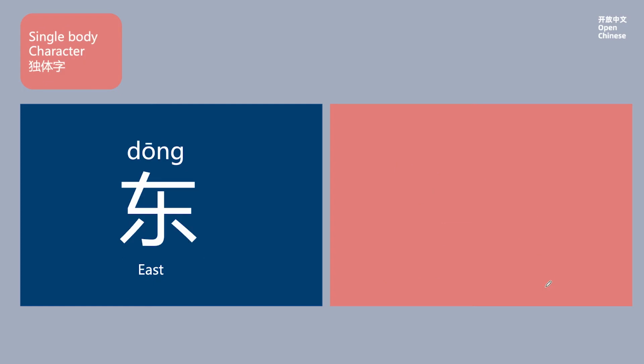Okay, 东, meaning the east, east. 东 is a very interesting character. It was originally written like this.